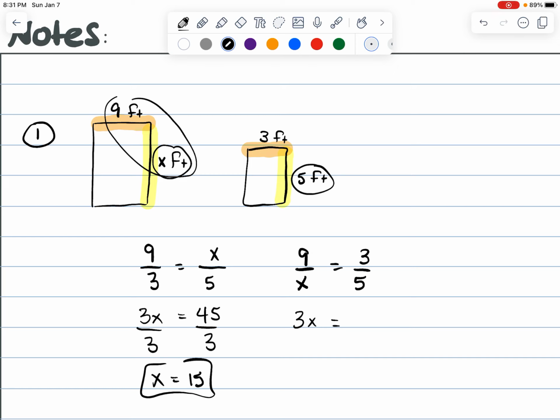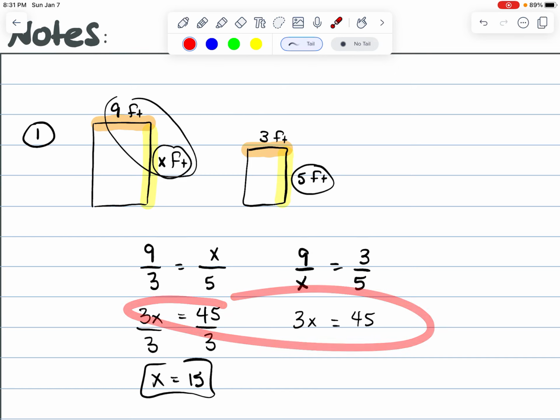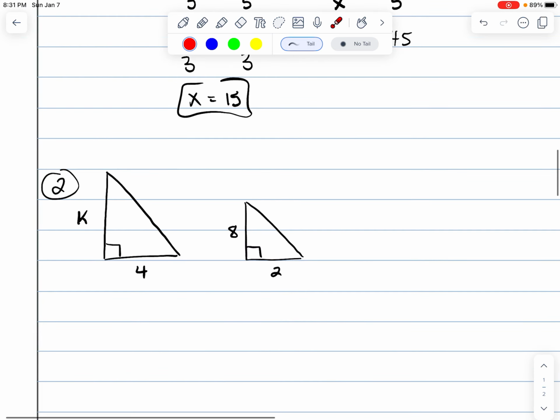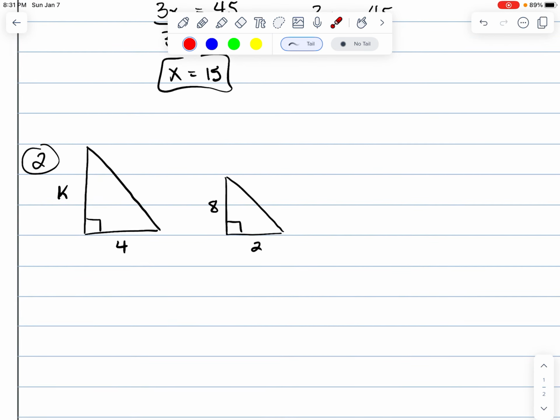Okay, or we could still cross multiply. We're still going to get 3x. 9 times 5 is 45. And as you see, we get the same numbers here, and so our x is still going to be equal to 15.